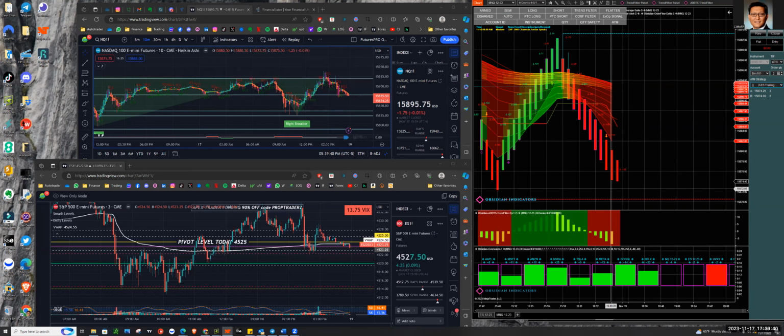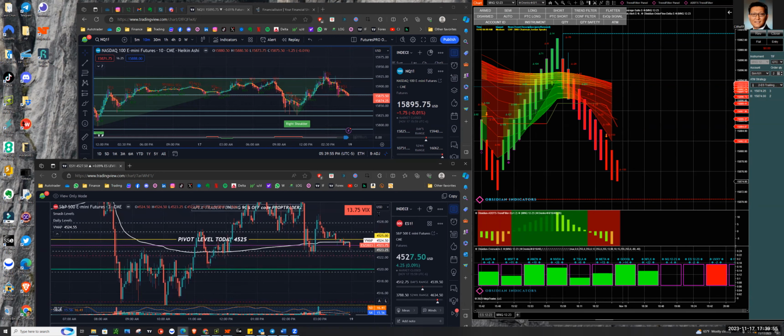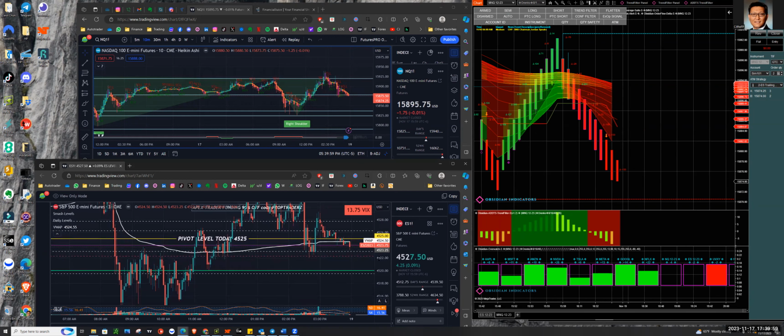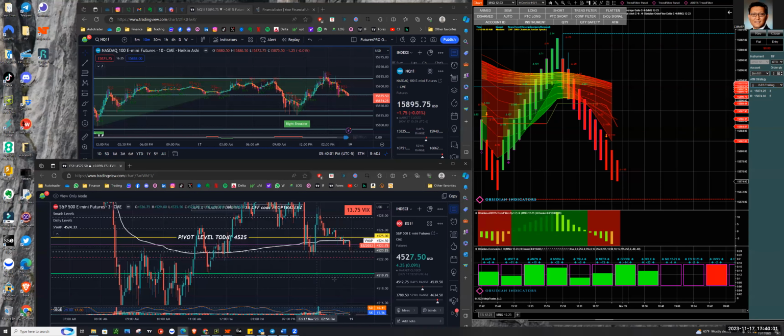I would recommend downloading Monica's ES setups. When you click this, I have this open at all times, so I know which are the major supports that I need to worry about. I love the fact that this was a pivot level, although right here I made a mistake.